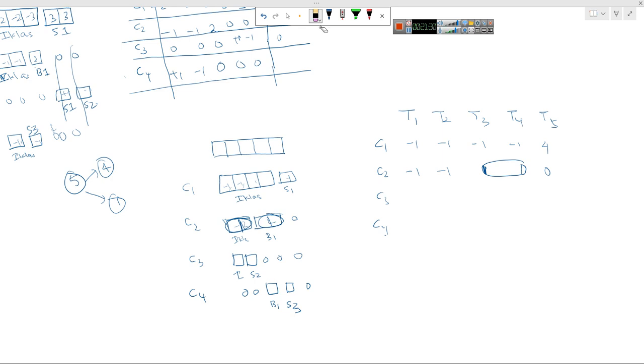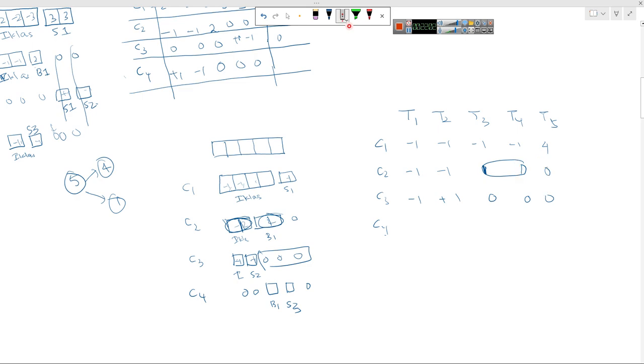Again, for the third one, you see here 0, 0, 0, 0. For these 3, 0. Here minus 1, here plus 1. So here negative 1, here plus 1. So again, plus 1, negative 1, 0, 0, 0, 0. Again, if you consider this, plus 1, negative 1, 0, 0.